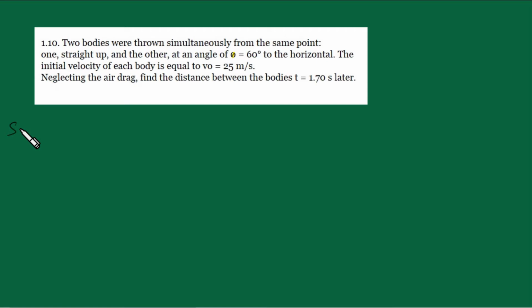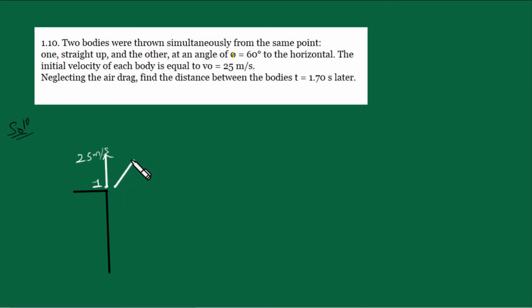Okay, fine students. So whatever situation is given, let's draw that situation first. So suppose this is a point, this is a building maybe, from where the particle is thrown. So one particle is thrown just vertically upward, with velocity 25 meter per second, and let's say this particle is 1, and another particle just here is thrown at an angle 60 degrees.